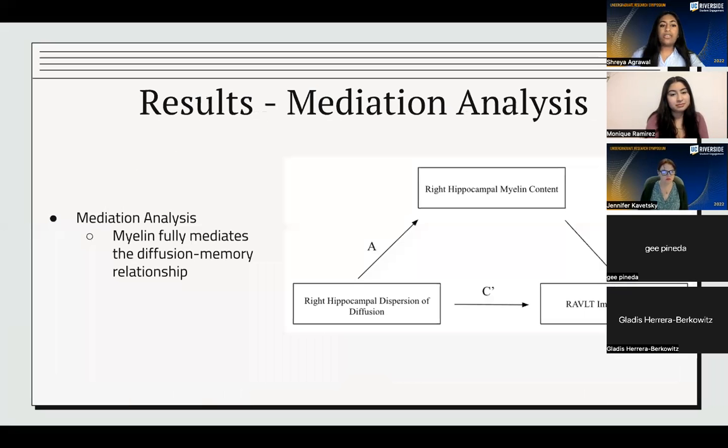And then the last set of results was our mediation analysis. So based on all of the previous results that we had found, it set up the mediation analysis to see if myelin content was captured by diffusion metrics and if it helped to explain the relationship between diffusion metrics and memory performance. And so once we ran this mediation analysis, we did find that myelin fully mediates the diffusion memory relationship, which was a really exciting finding just because this has never been discovered before. And so we were able to confidently say that myelin is captured by dispersion of diffusion specifically, and it helps to explain the relationship between dispersion of diffusion and Rey Vault immediate recall.